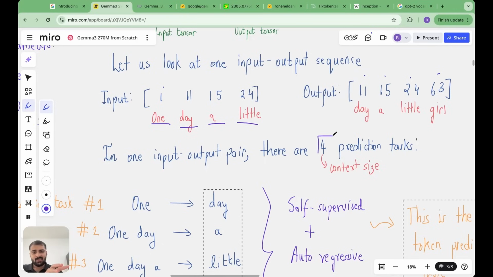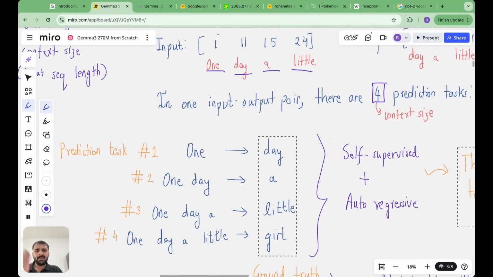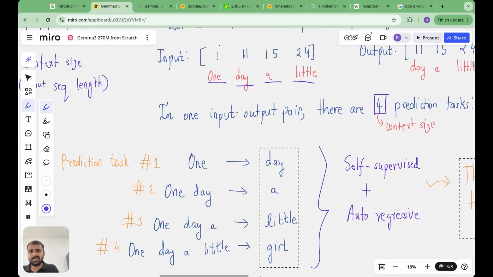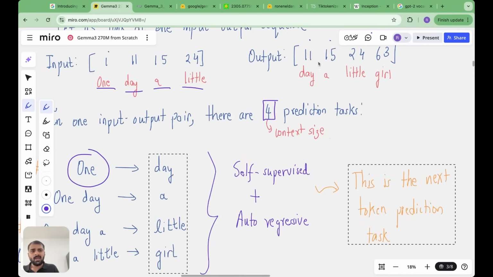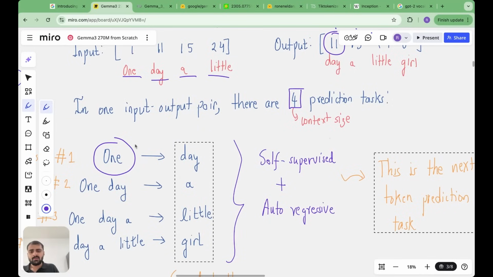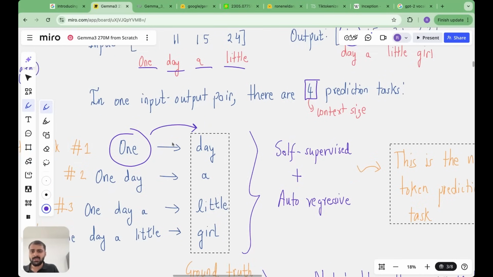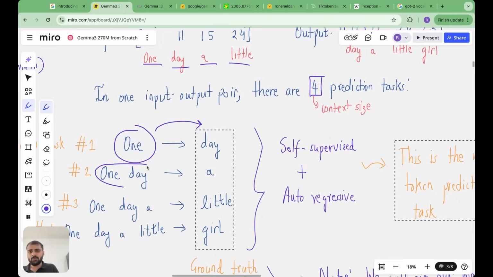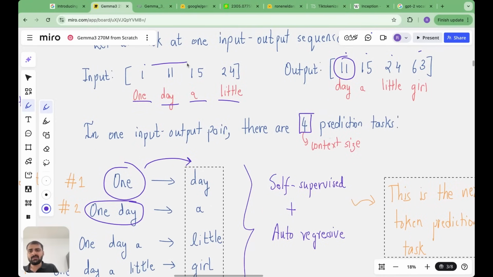But within this, there are actually 4 prediction tasks. Why are there 4 prediction tasks? Prediction task 1 is that if 1 is the input, I want day to be the output, because we are doing next token prediction. If one day is the input, I want A to be the output.